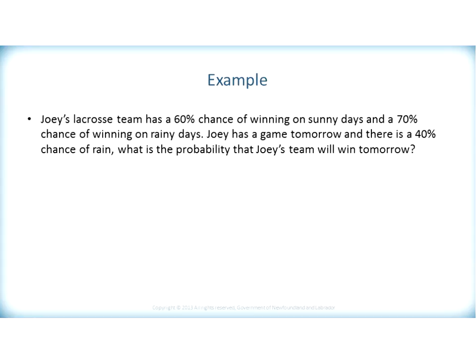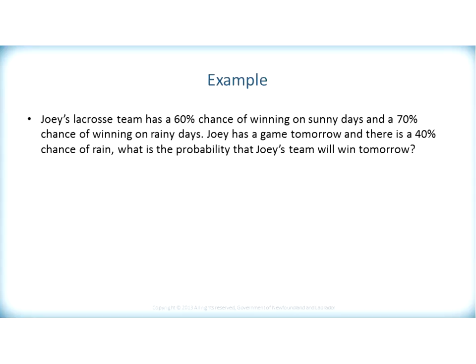Let's have a look at another example. Joey's lacrosse team has a 60% chance of winning on sunny days and a 70% chance of winning on rainy days. Joey has a game tomorrow and there is a 40% chance of rain. What is the probability that Joey's team will win?